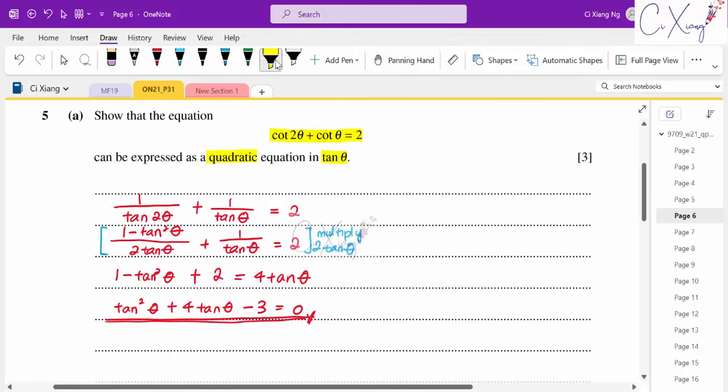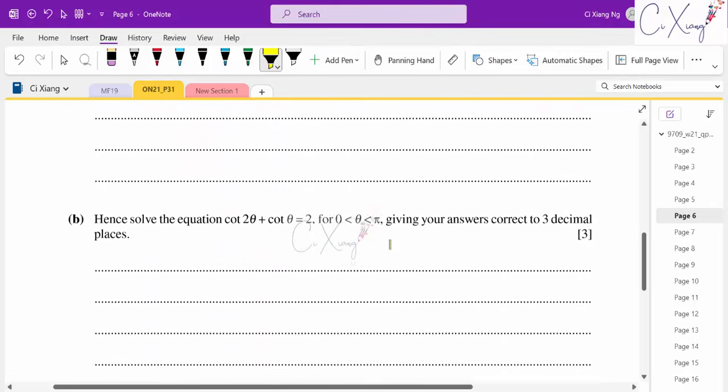Okay, so this is how we solve part A. You have to apply the double angle formula, right? It is quite obvious because here you got 2 theta, and you want to express everything in terms of theta. So by right, you should use the double angle formula to expand it.